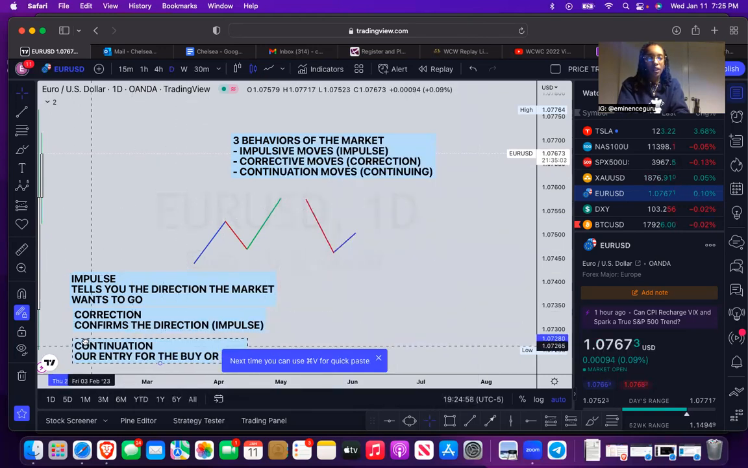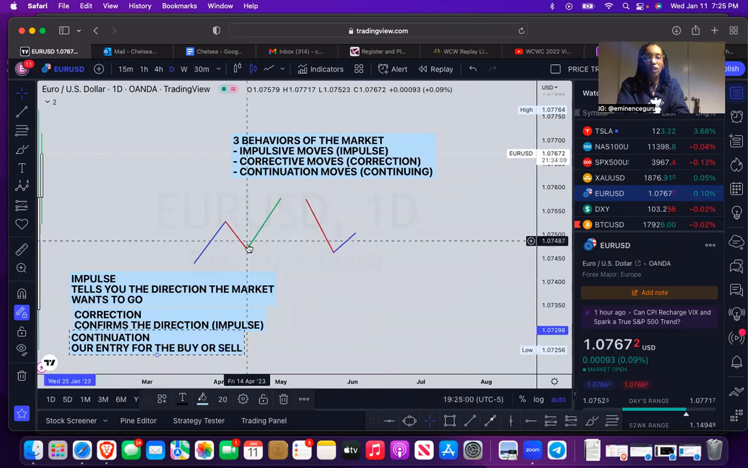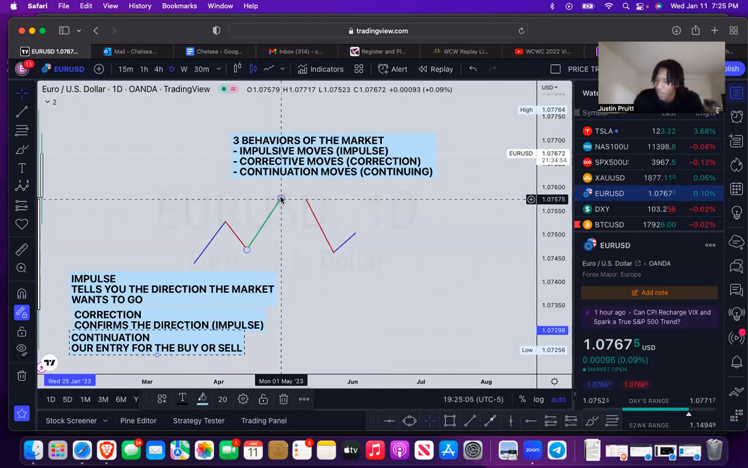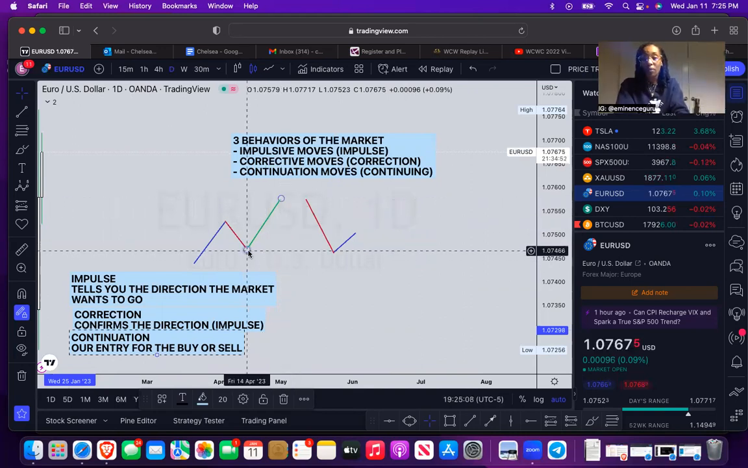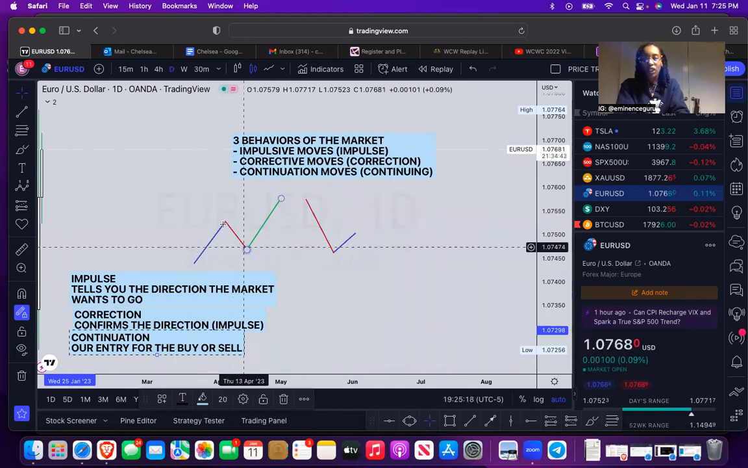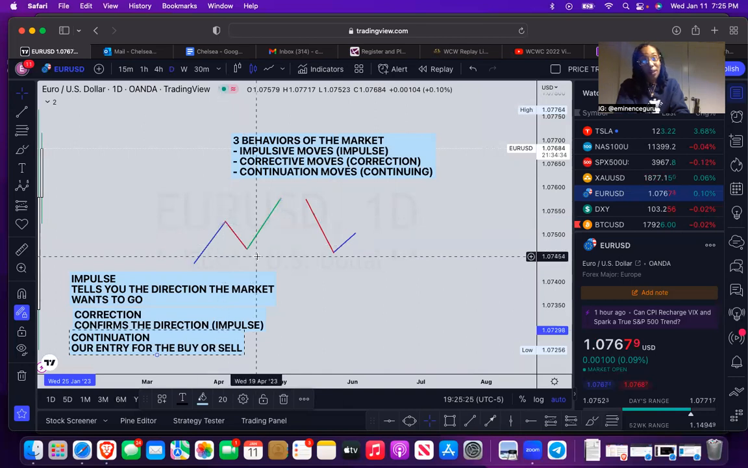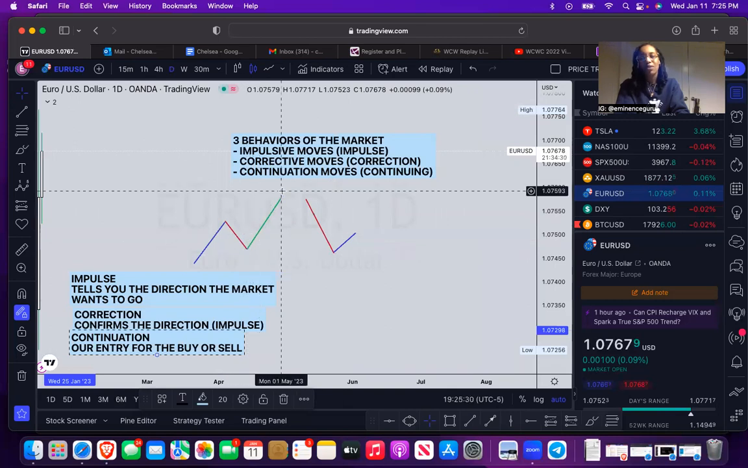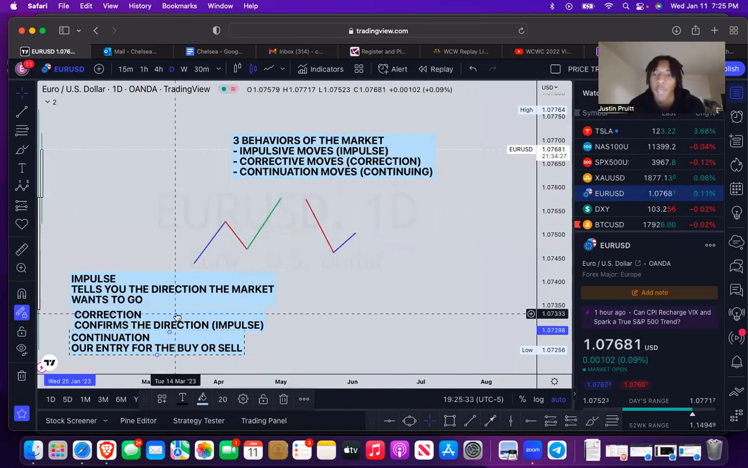And continuation can also be looked at as what? An impulse. Do you see that? Yeah, that's what I was going to say. It can be looked at as an impulse. So technically you do hop in on the impulse, but you have to get the confirmation of it. So instead of hopping in on this first impulse right here, where you're not really sure where the market is going, you're going to wait for that confirmation, that correction right there. And then from there, hop in, because if you're looking for the buy, and you're hopping in based off of the higher low to push you forward, you're hopping in on the impulse too. Does that make sense?